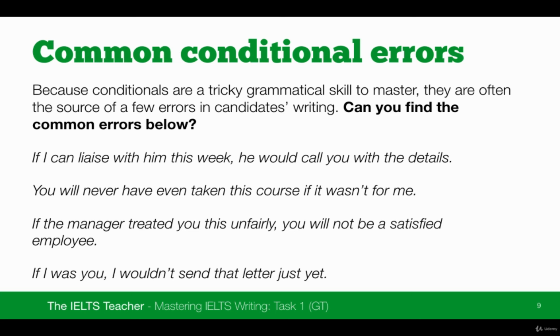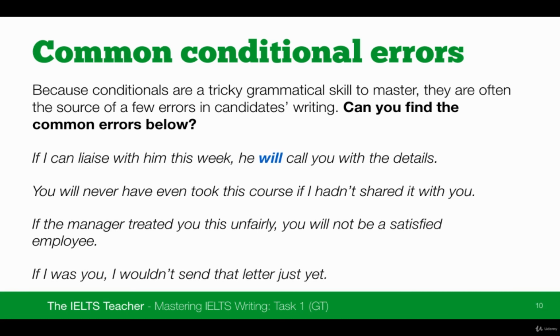Okay, so maybe pause the video here. There's not many exercises here, but just take a moment to think about what the errors might be in each of these sentences, and I will warn you that in one of these sentences there are actually 2 errors. Okay, if you're ready, let's have a look. The first one, if I can liaise with him, he would call you with the details, should be he will call you. You can see that present simple being used at the beginning. If I can liaise, not if I could liaise, but if I can liaise, then follow with the subject plus will plus the infinitive.